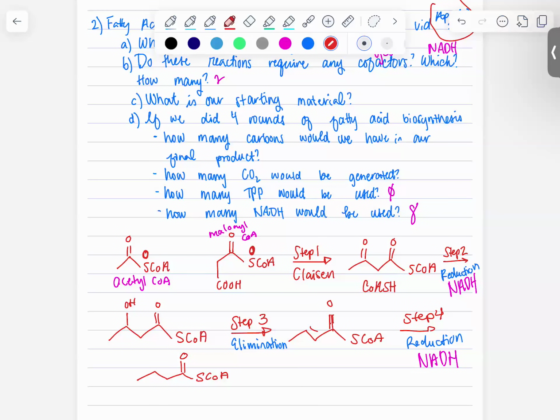In step 1, because we'll lose this. So we only lose 1 per round. So how many would we expect after 4 rounds? Every round of fatty acid biosynthesis, we add on 2 carbons. So after 4 rounds, how many would we expect to have?